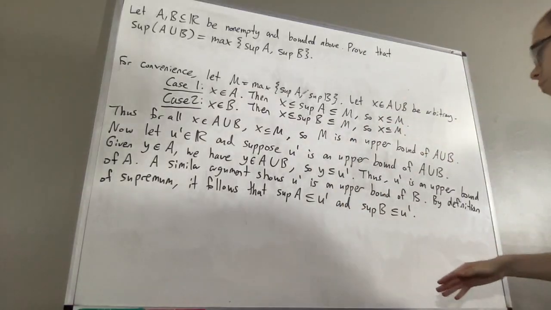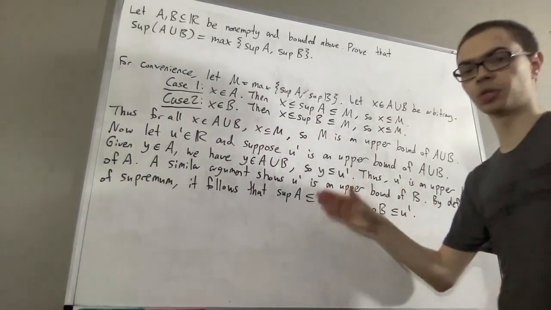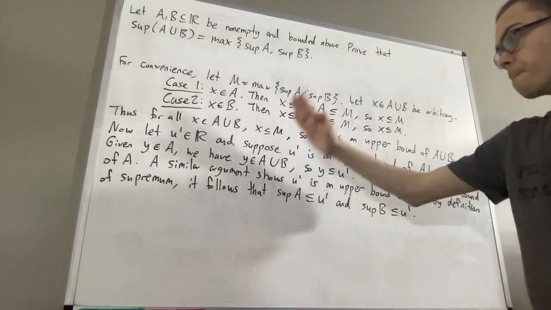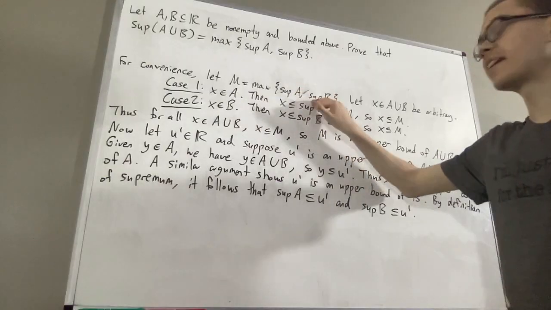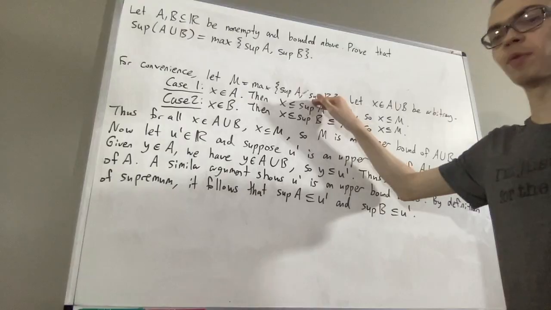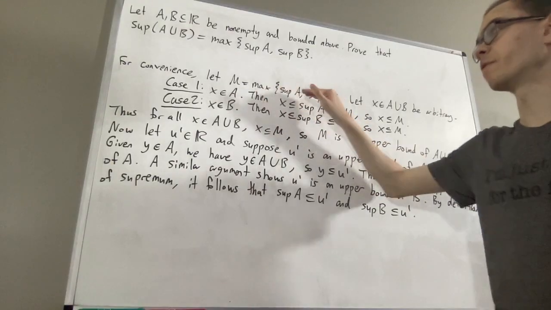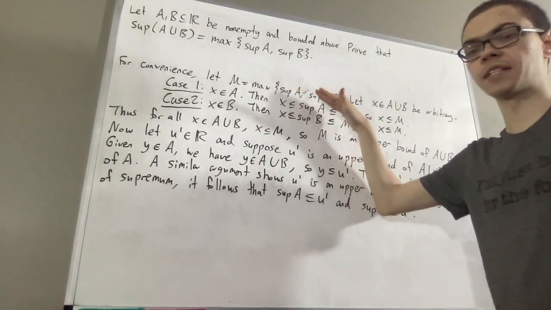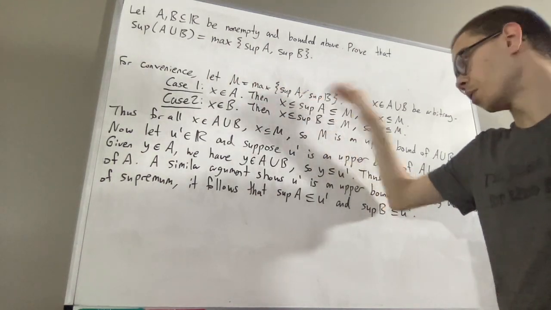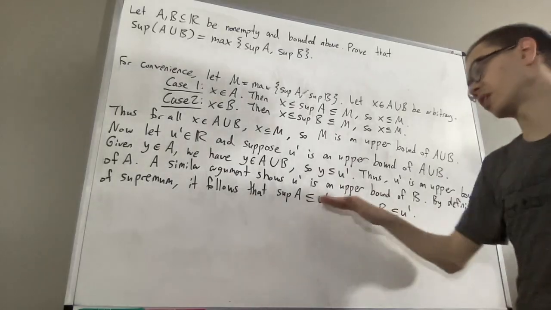So then, remember, we're trying to show m is less than or equal to u prime. But the thing is, m is an element of this set. M must be equal to either supremum of A or supremum of B, right? The maximum element of a set is an element of the set itself, right? M has to be equal to one of these. No matter which one it's equal to, we see m is less than or equal to u prime.